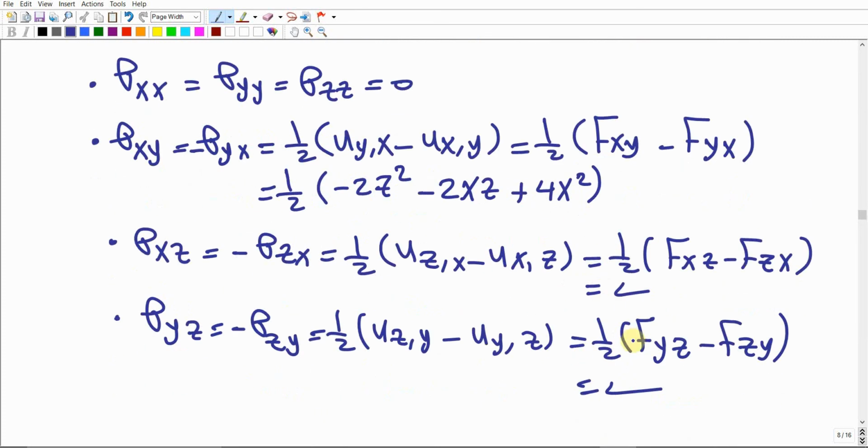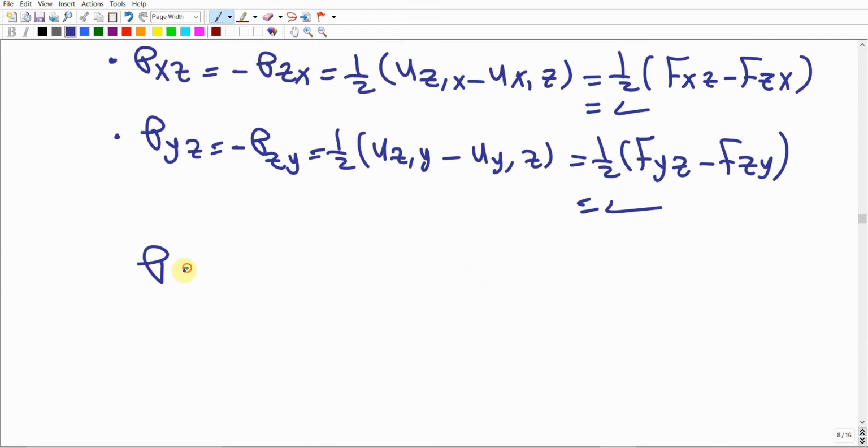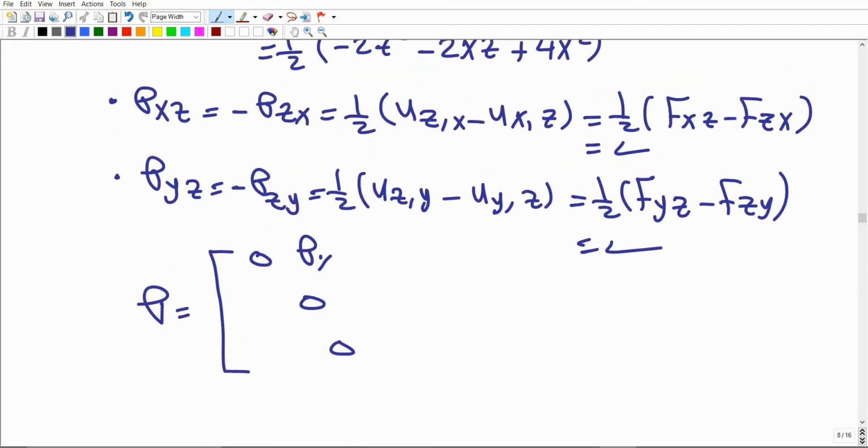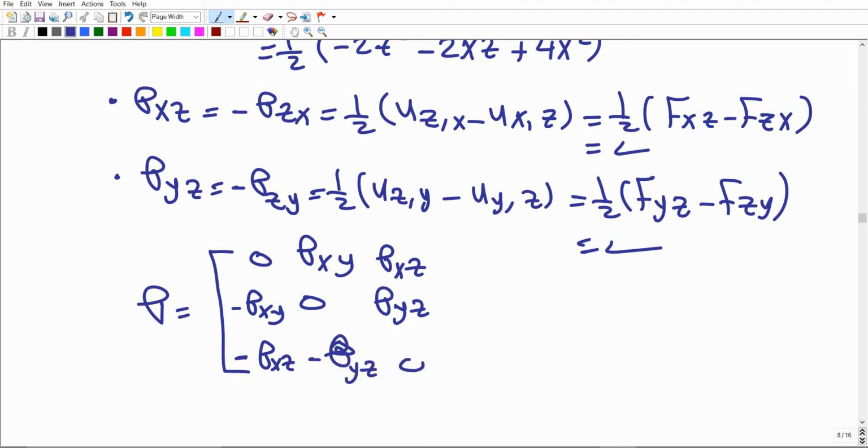So as you can see, we have only 3 components. We can set them up into the rotation tensor as 0, 0, 0 over the diagonal, and we're going to have here theta xy, theta xz, and here the negative of theta xy or theta yx, and over this side we're going to have theta yz. Here we're going to have the negative of theta xz and the negative of theta yz and the 0 over the diagonal component, right? This is for the rotation tensor.